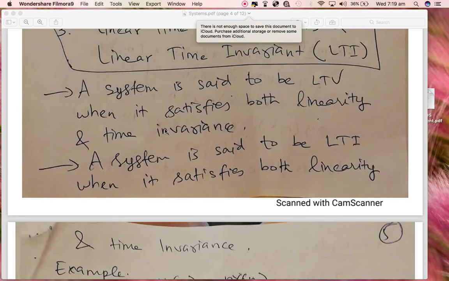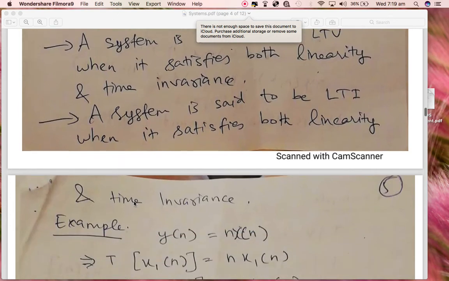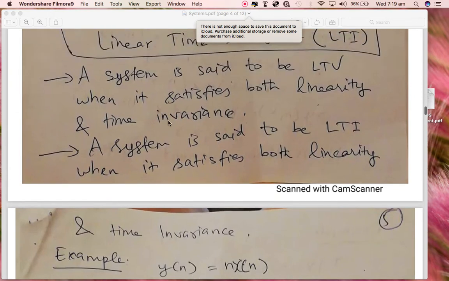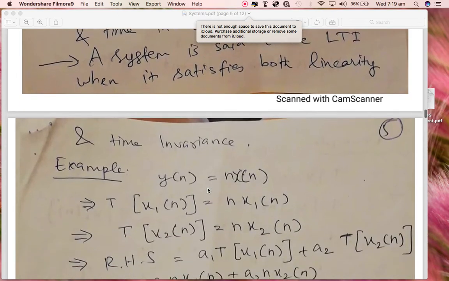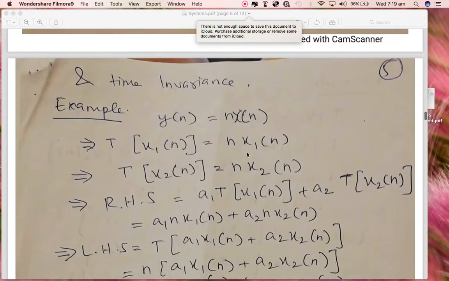So you have to rectify over here, variant, and this will remain as it is. There is a kind of mistake over here, you have to replace it: a system is said to be linear time variant if it satisfies both linearity and time variance, not invariance. You have to delete this 'in'. And a system is said to be linear time invariant when it satisfies both linearity and time invariance.